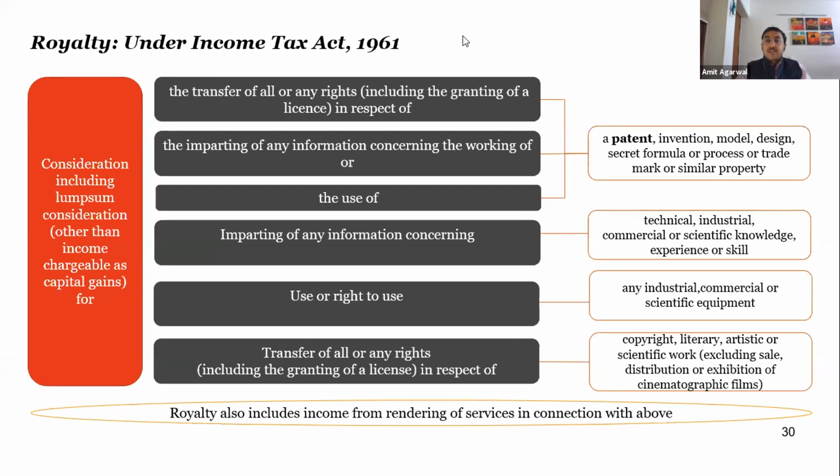Any imparting of any information concerning any technical, industrial, commercial or scientific knowledge. So they have again covered the imparting of knowledge as part of the royalty, and it could be in the nature of technical, industrial, commercial, scientific, whatever. Then they have also covered in royalty the use or right to use any industrial, commercial, or scientific equipment. So if I give you something to use, or give you a right to use any industrial, commercial, or scientific equipment, that is also covered. And the fourth aspect they have covered is the transfer of all or any rights in respect of copyright, literary, artistic, scientific work.